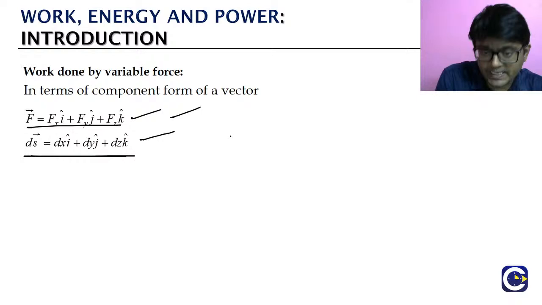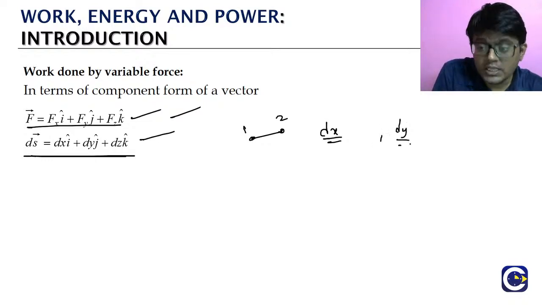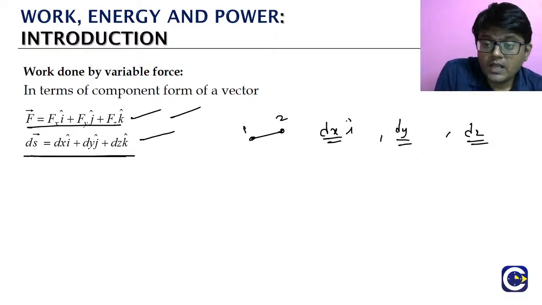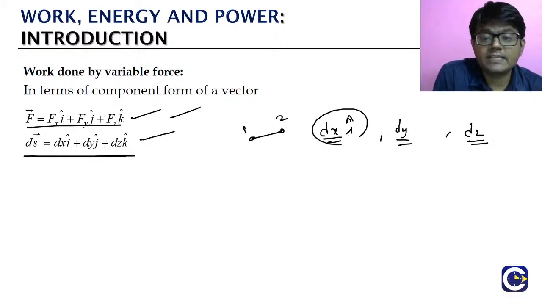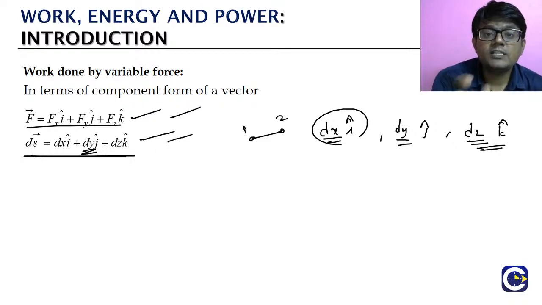Small displacement, right? When an object is changing from one position to another position, the small change in displacement will come with a small change in the x coordinate of the particle, a small change in the y coordinate, and a small change in the z coordinate. So that small displacement vector will be given by the i component dx, the j component dy, and the k component dz. This is how we represent the small displacement in terms of the change of the x, y, and z coordinates.